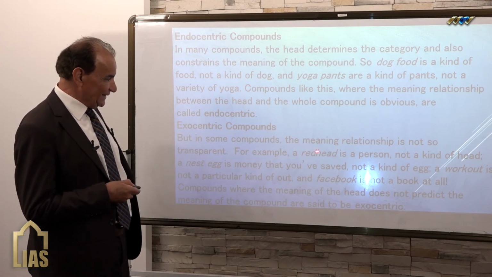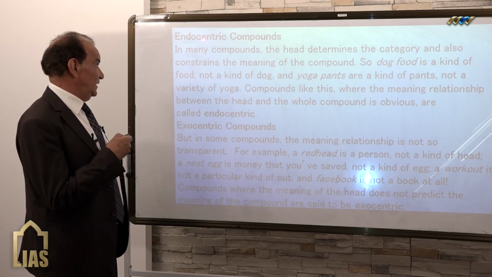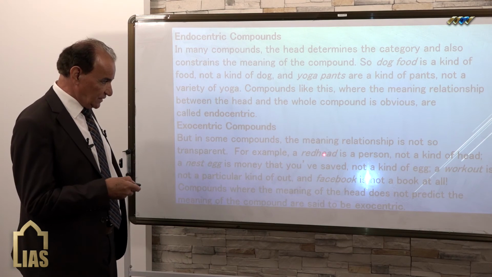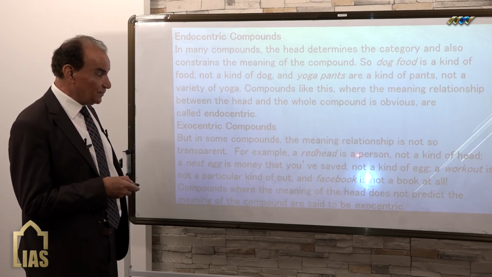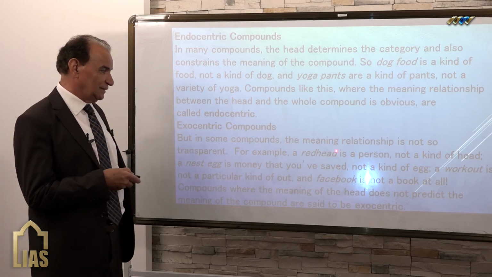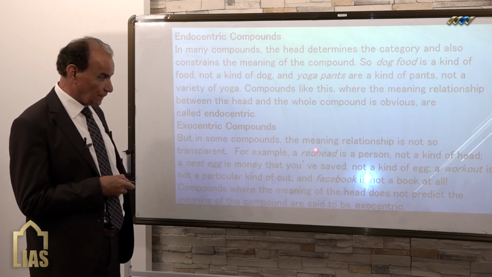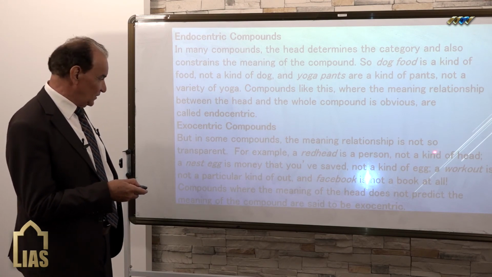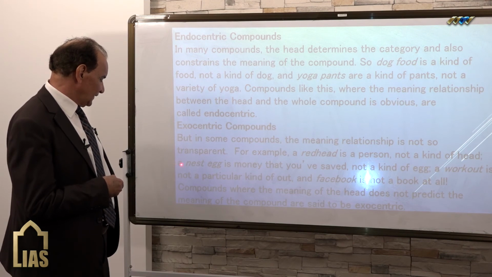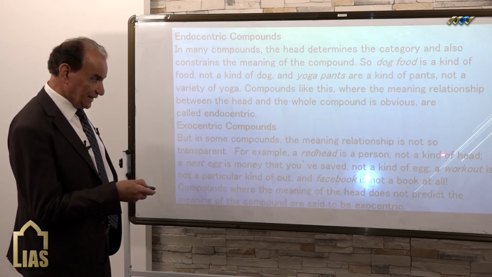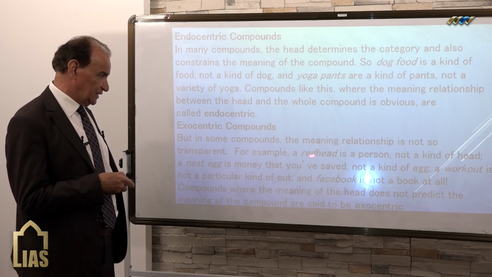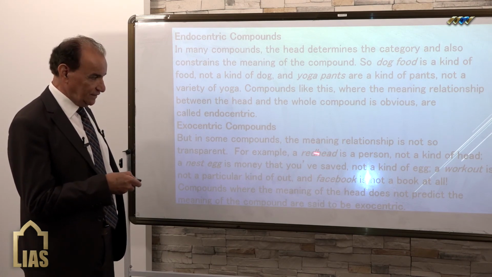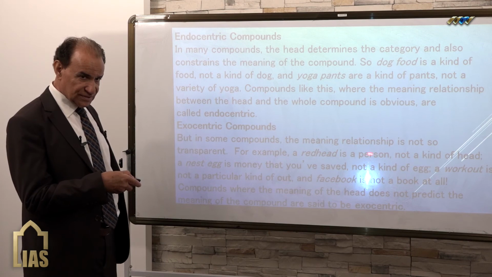For example, a redhead. In endocentric compounds, we consider head as the head and red as the modifier, but this is not the case here. A redhead is a person. It's not that his head is red. It is a person, not a kind of head, like bedroom, for instance. When we say redhead, forget about modifier and head. It is about a certain person.